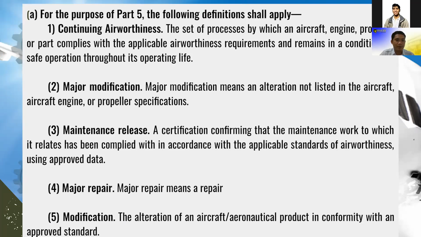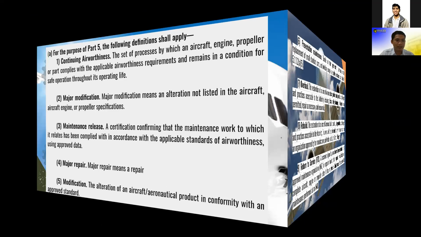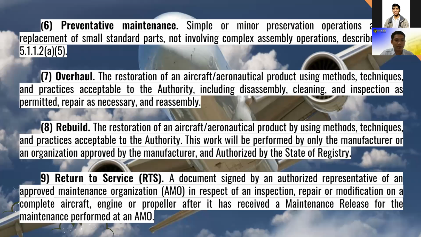Major repair means repair that, if improperly done, might appreciably affect weight, balance, structural strength, performance, power plant operation, flight characteristics, or other qualities affecting airworthiness. Modification: the alteration of an aircraft or aeronautical product in conformity with an approved standard. Next slide, please. Preventive maintenance: simple or minor preservation operations and the replacement of small standard parts.